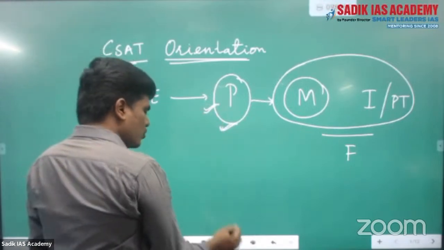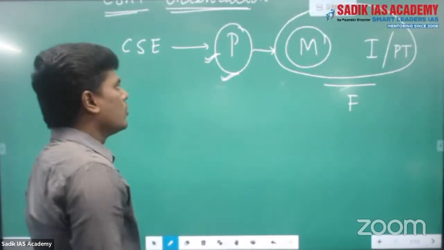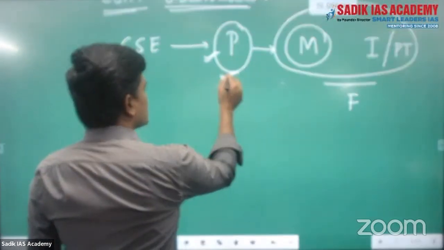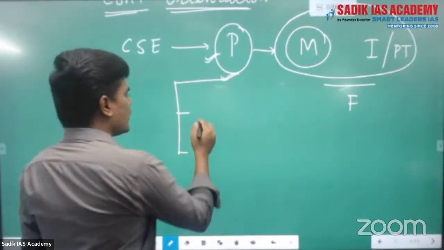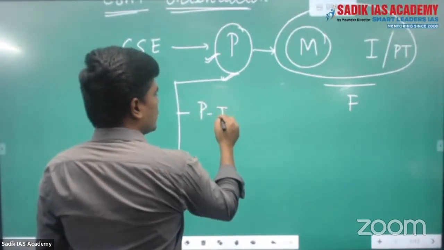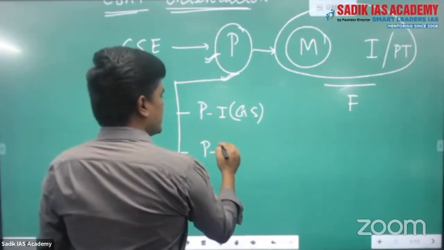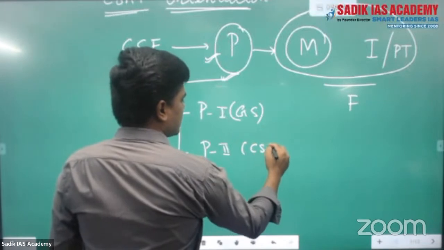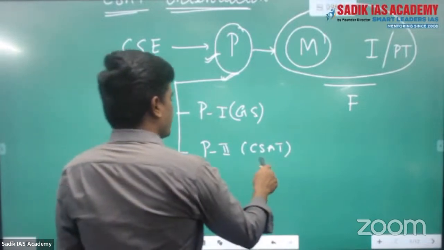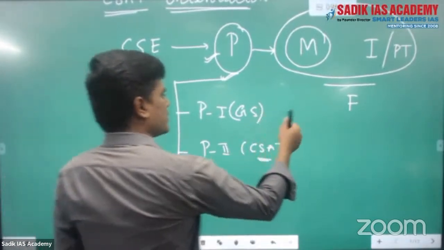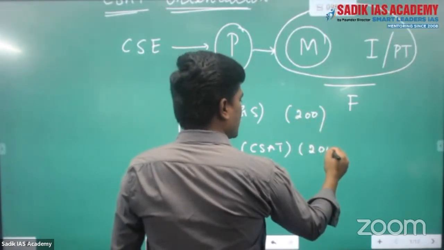Many of you would know these basic facts, so nothing new here, but I'd like to recall them. The preliminary examination consists of 2 papers. Paper 1 is GS, General Studies. Paper 2 is called CSAT, which means Civil Services Aptitude Test, so it is the aptitude paper. Each paper is for 200 marks.